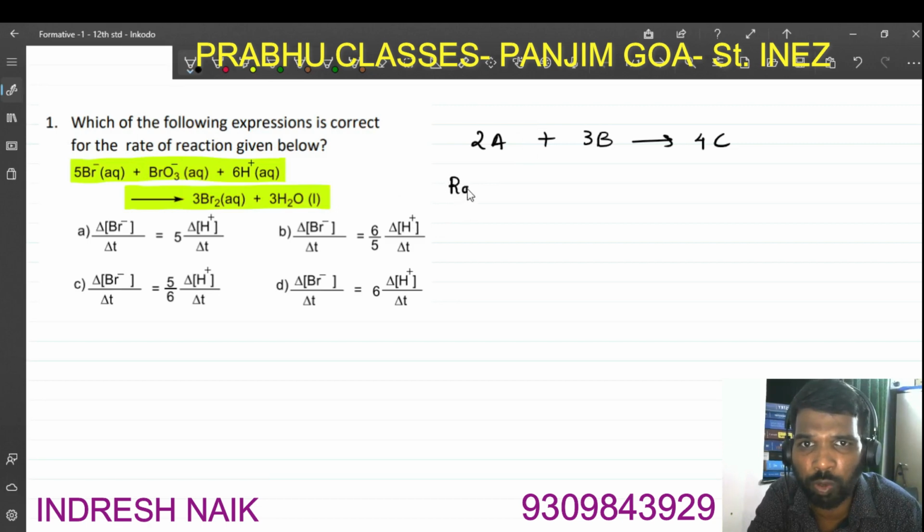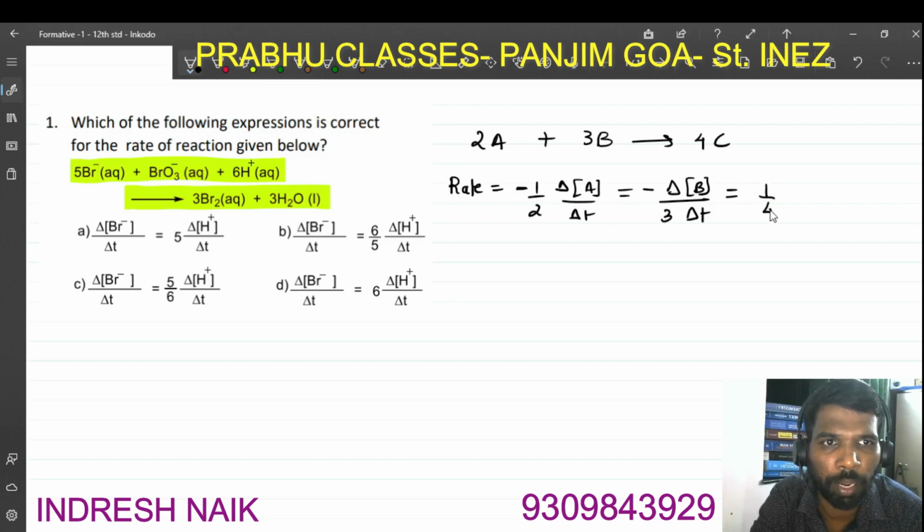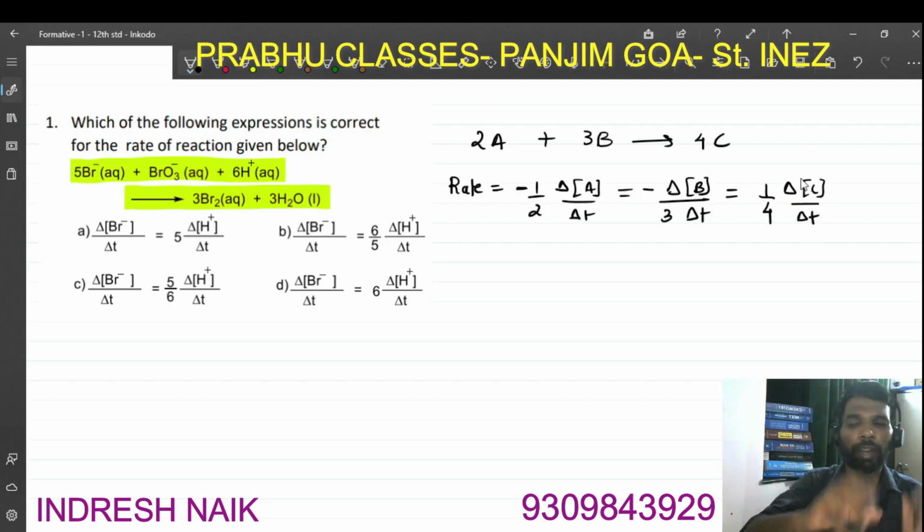Rate is equal to minus 1 by 2 change in concentration of A by delta T. You are writing the stoichiometric coefficient down, and this minus sign because it is the reactant. Again minus delta B, where delta represents change in concentration of B in given time delta T, divided by 3, which is also equal to 1 by 4 delta C by delta T. This is how you are going to write a rate equation.